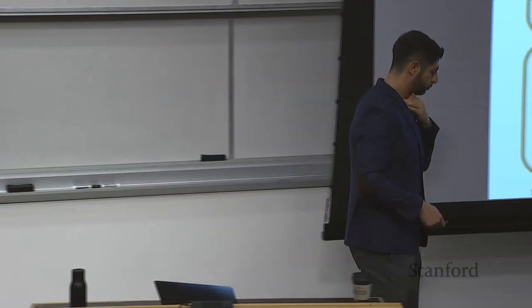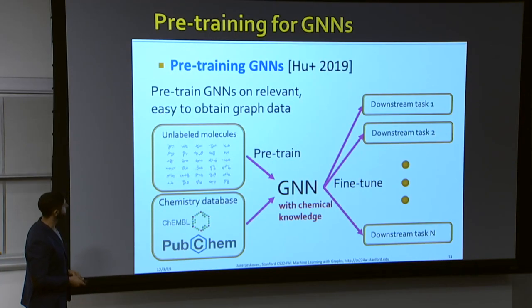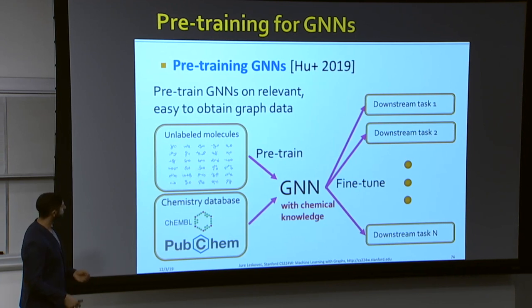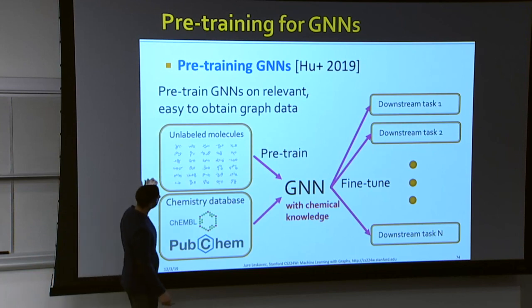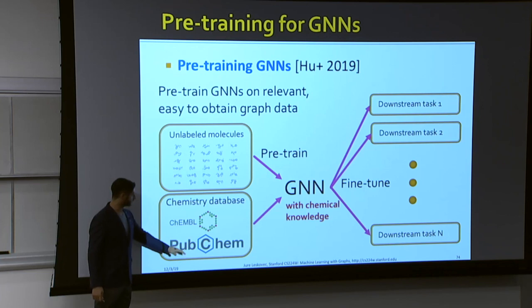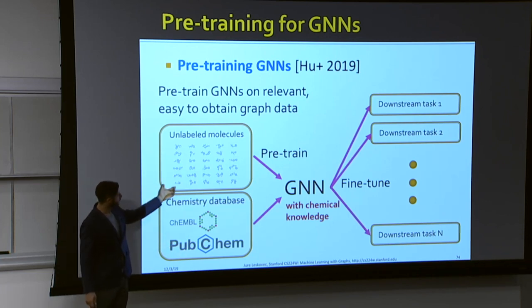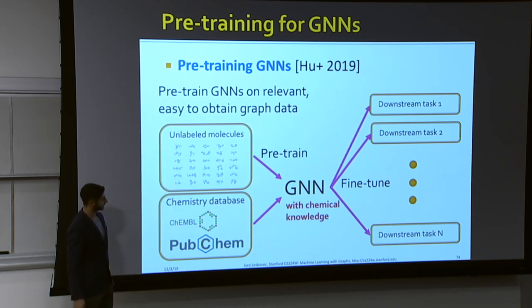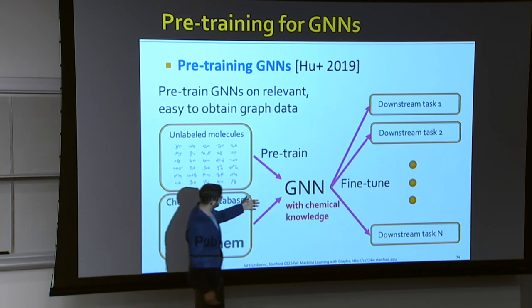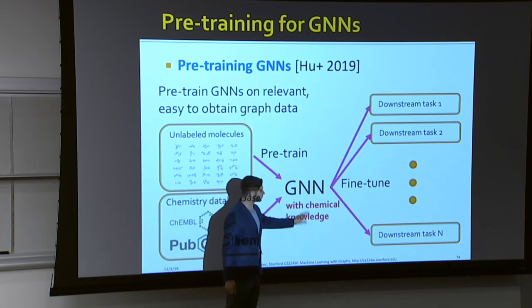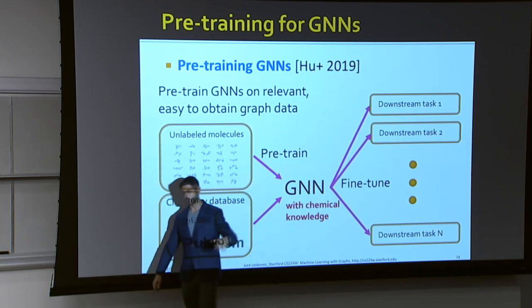The one promising direction that we're working on in our group as well is called GNN pre-training. So what we do is we give a lot of, for instance, unlabeled molecules or very well-known chemistry databases as an input to the GNN. So basically, we pre-train the GNN to produce representations for very common data sets in chemistry, and then our GNN pre-trained with chemical knowledge will then be fine-tuned towards downstream tasks.